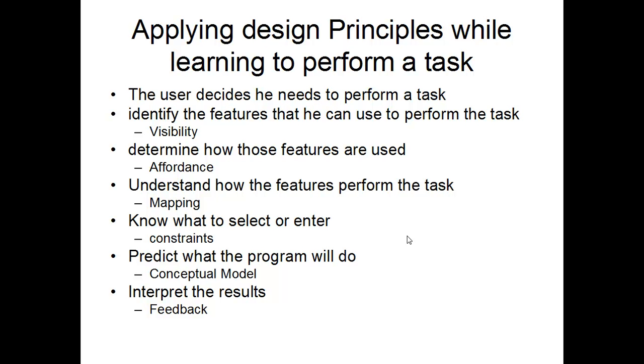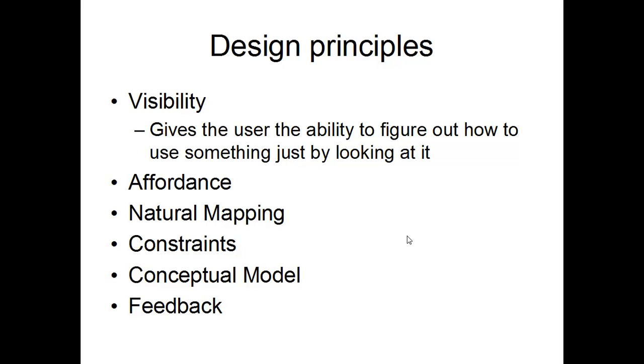He needs to understand how the feature performs the task. This relates to mapping. There might be some constraints which will prevent the user from committing errors. So he should know what to select or enter, and that is allowed by constraints. He should also predict what the program will do, which is governed by the conceptual model, and he should be able to interpret the result. That is what we call feedback. So the six principles come into the picture at some stage when people are performing the task.